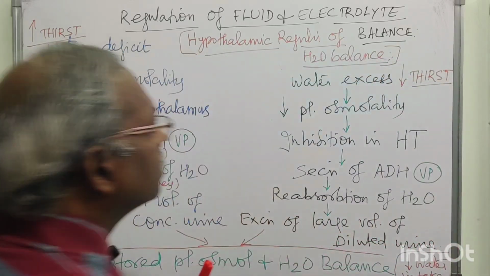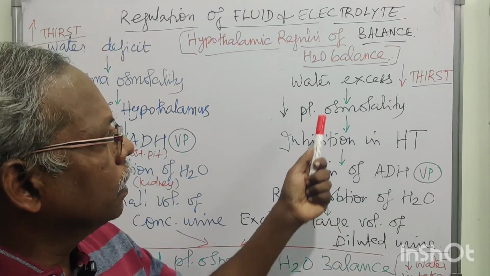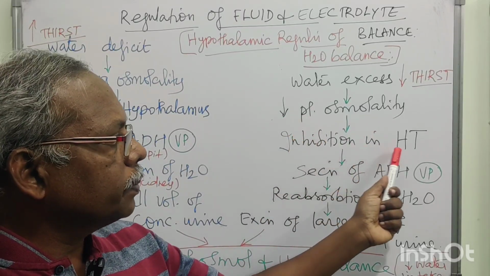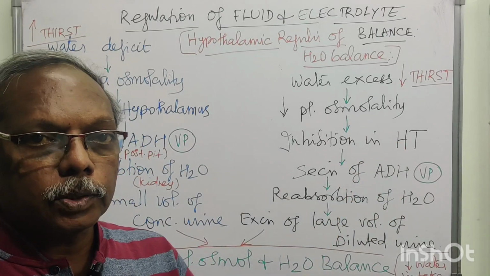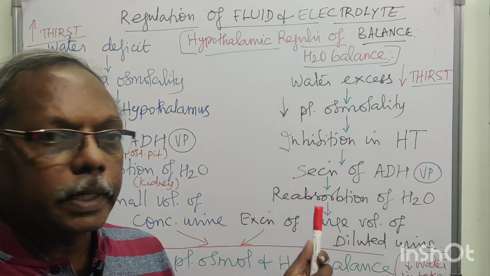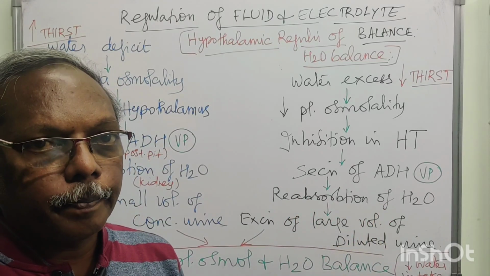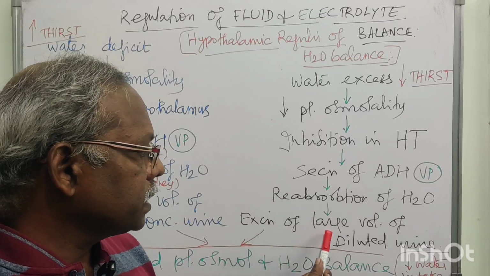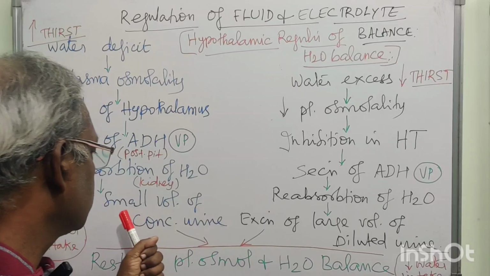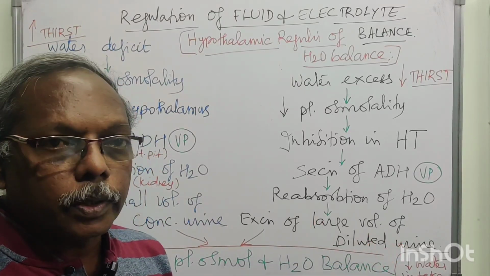Another scenario: decreased thirst, that means water excess. At that time the plasma osmolality is also decreased. That leads to inhibition of the hypothalamus. There is no need for stimulus. Then secretion of ADH is also decreased. That leads to decreased reabsorption of water by the kidney. Finally, excretion of a large volume of diluted urine. Here, small volume of concentrated urine. Here, large volume of diluted urine.